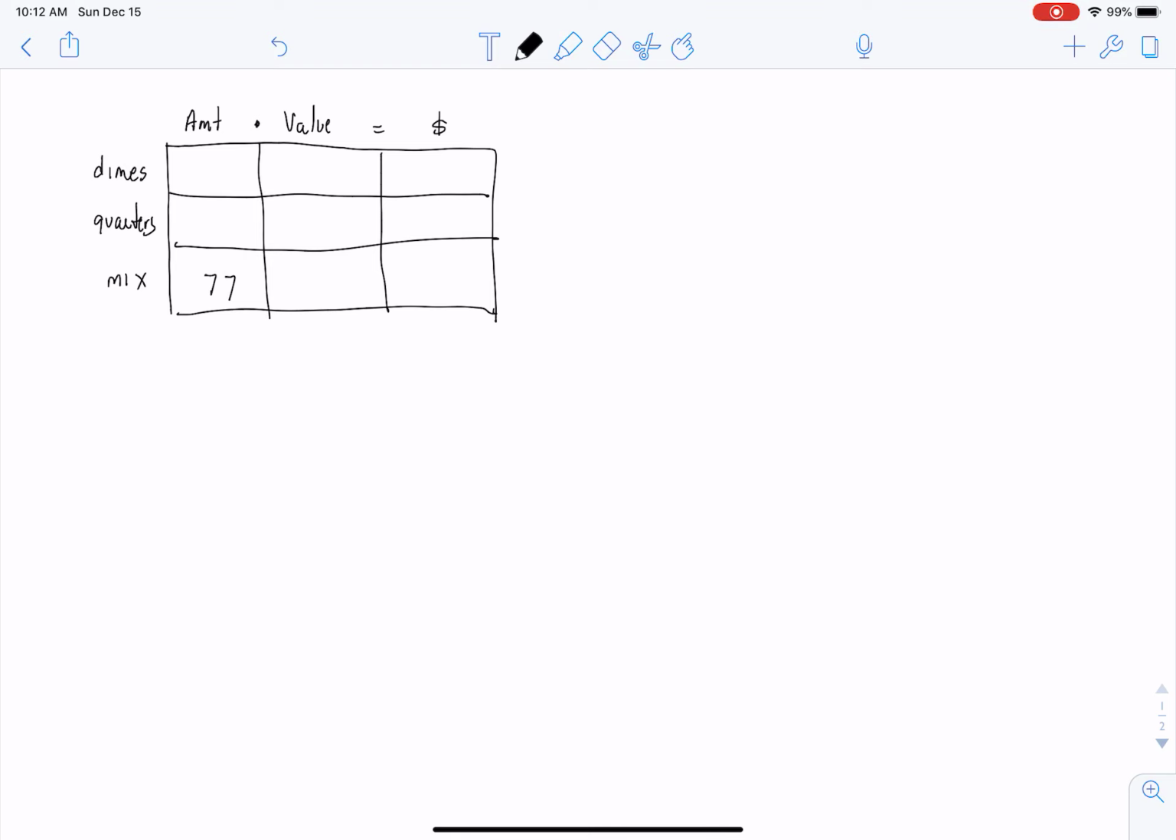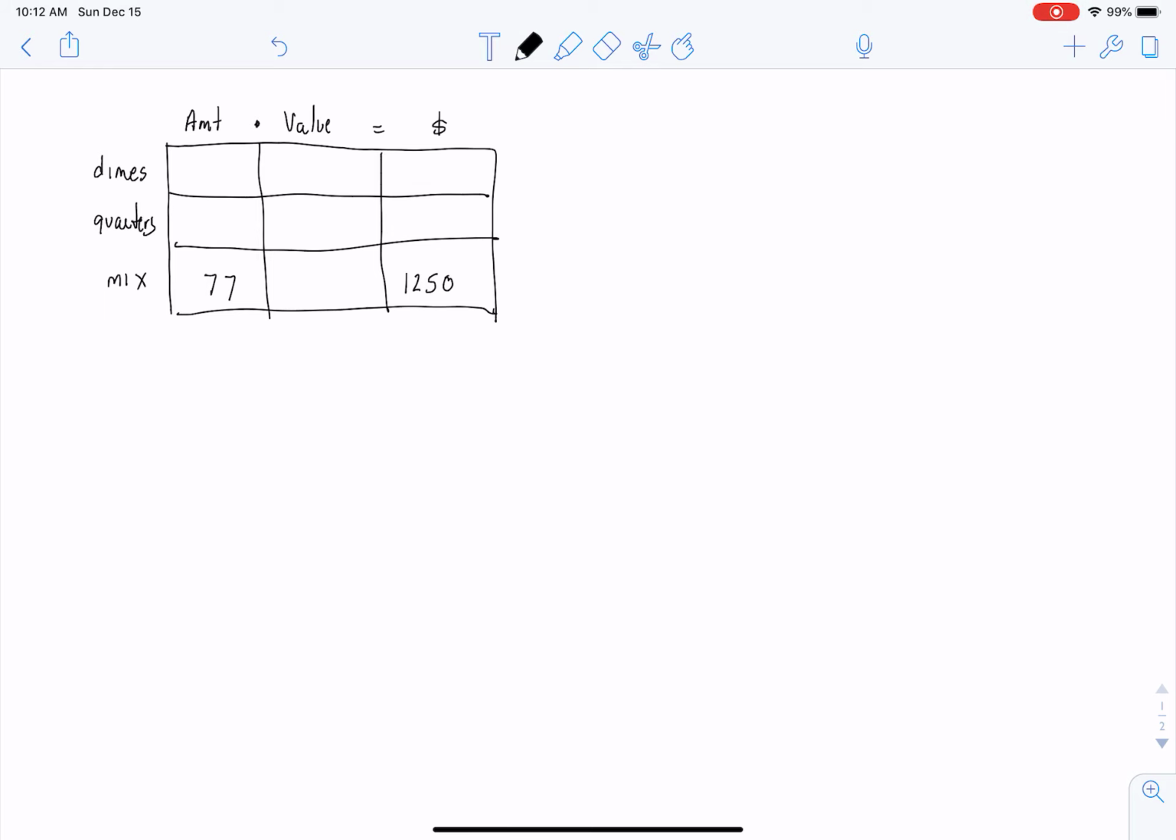Now for these, you can use decimals or you can do it in cents. I'm going to do it in cents just so I don't have any decimals. So that's 1,250 cents, right? Instead of $12.50. And then it says how many quarters are there, right?